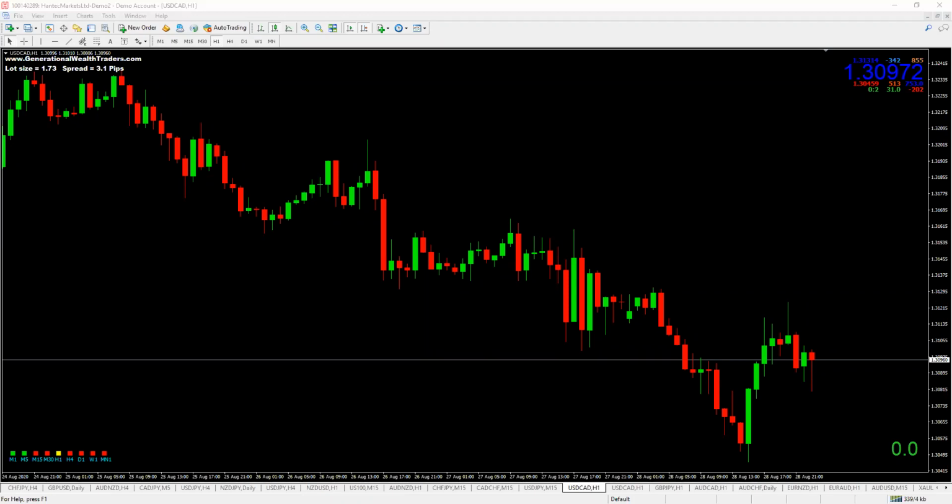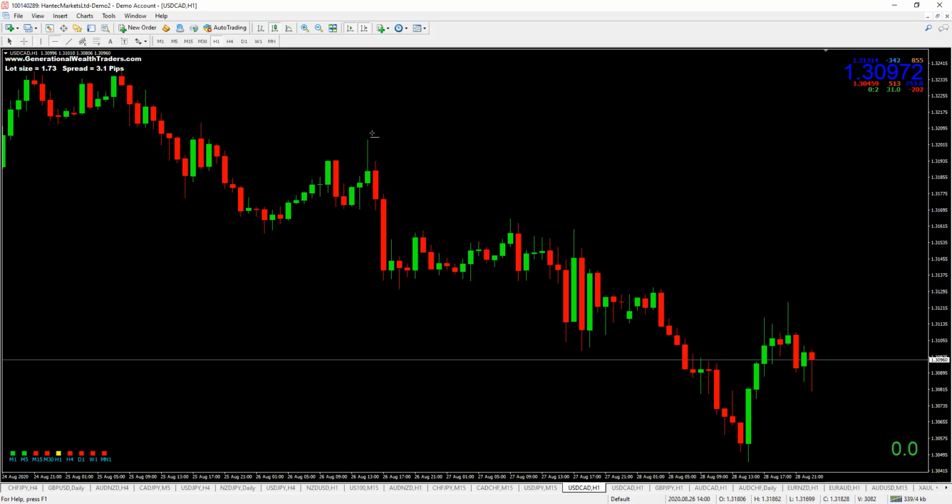Now, when we talk of support and resistance, starting with support, because realistically, an area of support is also an area of resistance. It just depends on where the price is.